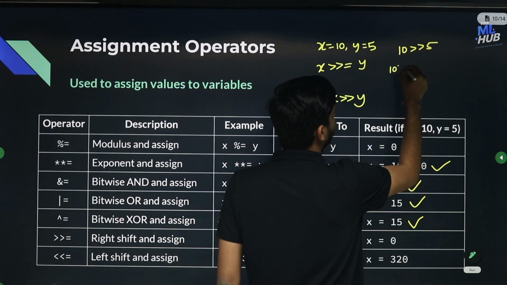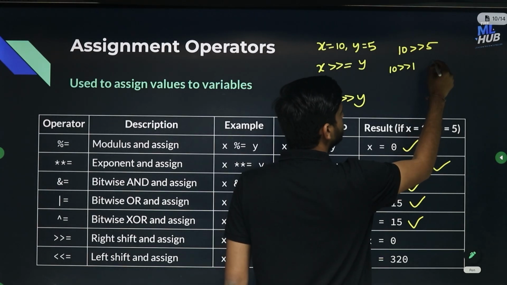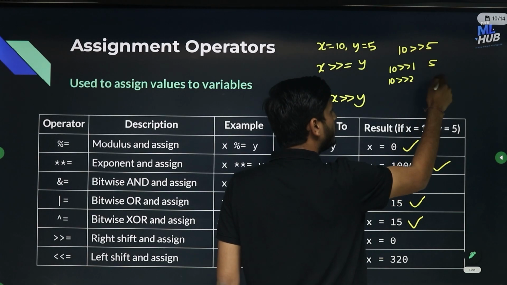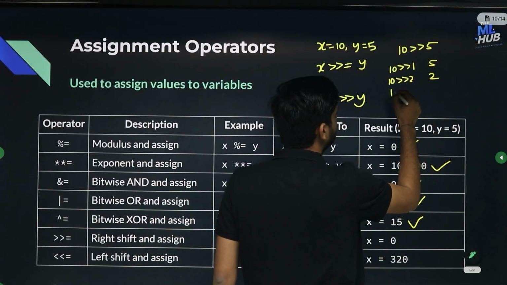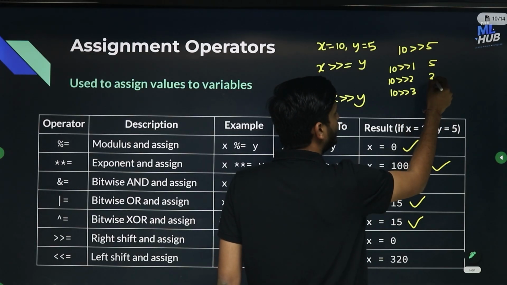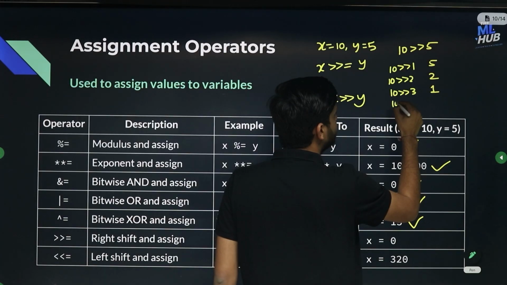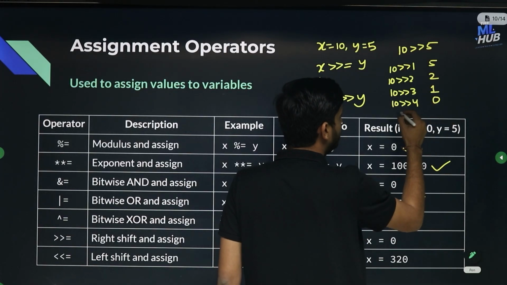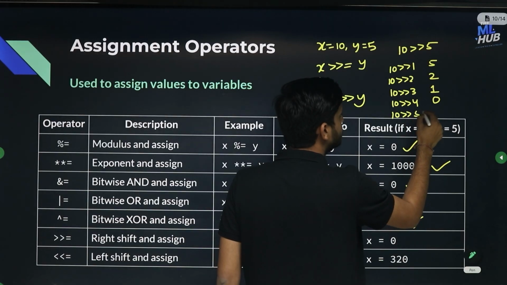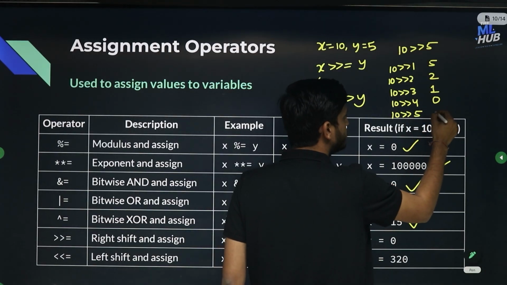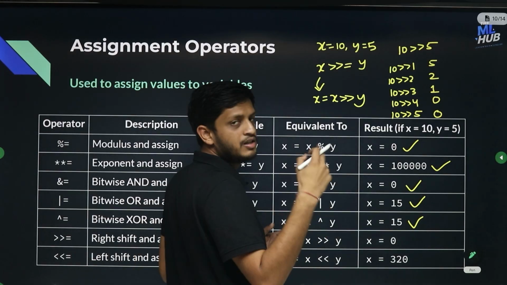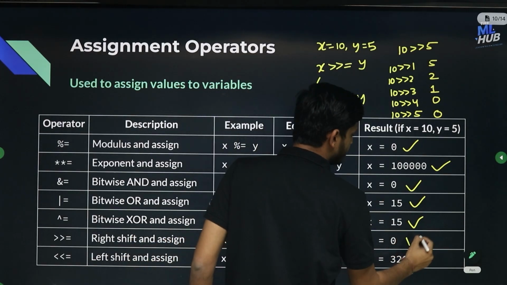So if you right shift 10 one time, you are dividing it by 2, which means you will get 5. If you right shift 10 2 times, you are dividing it again by 2, which means you will get 2. Now if you right shift 10 3 times, you will divide it again by 2, you will get 1. If you right shift 10 4 times, you are dividing 1 by 2 again, so you will get 0. And if you right shift 10 5 times, you are again dividing 0 by 2, which means you will get 0. So 10 right shift 5 is 0. So 0 will be assigned to x.